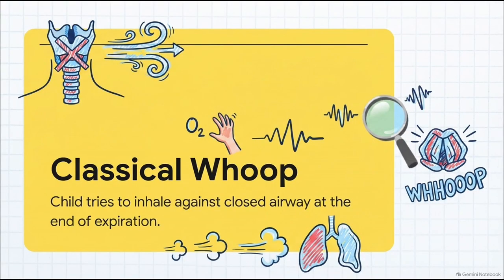So, let's talk about the mechanical forces behind the disease's namesake, the classical whoop. What exactly is a whoop, physiologically speaking? Well, it happens during that brutal paroxysmal phase. The child has this non-stop expiratory barking cough, which empties their lungs entirely. At the very end of that expiration, they are absolutely desperate for oxygen, so they try to sharply inhale, but they're inhaling against a closed airway. That forced, high-velocity intake of air through restricted vocal cords, that's what produces that classical whoop sound.